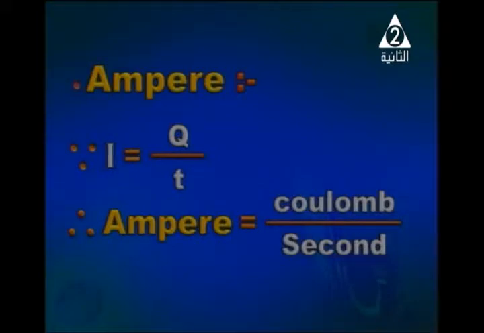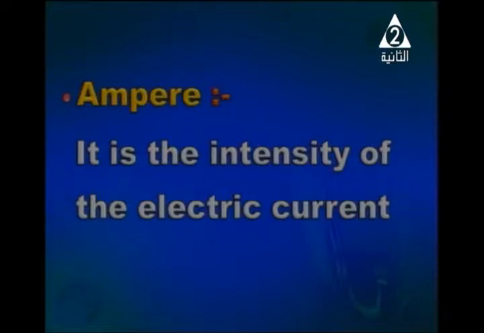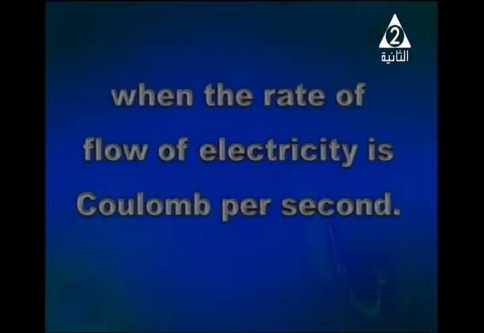We want to define ampere. Okay, it is unit of current intensity. So we should start with current intensity. It is the intensity of the electric current. When the rate of flow of electricity is 1 coulomb per second, this was about the definition of ampere.